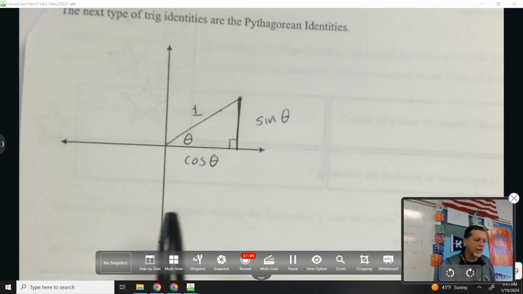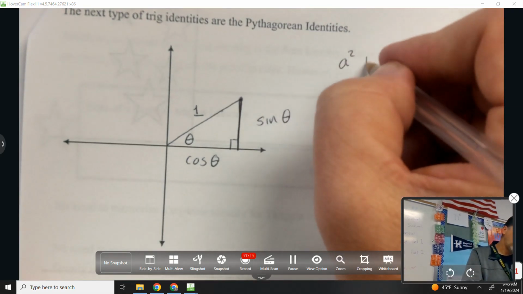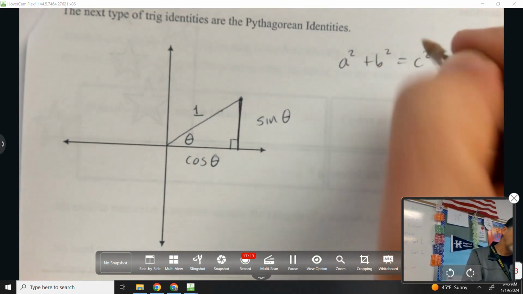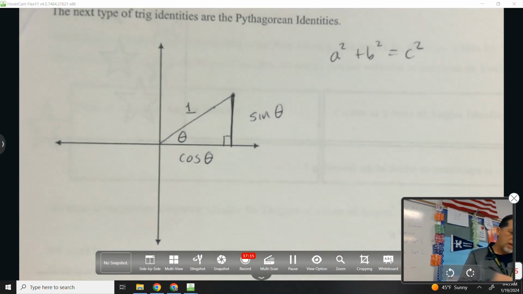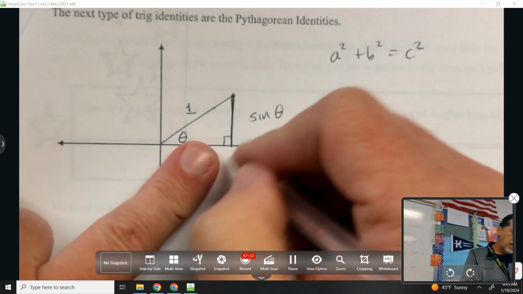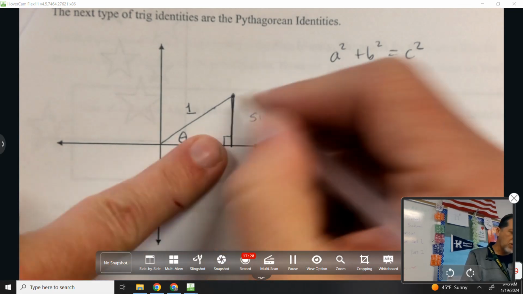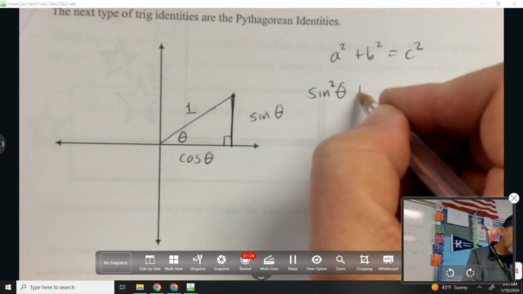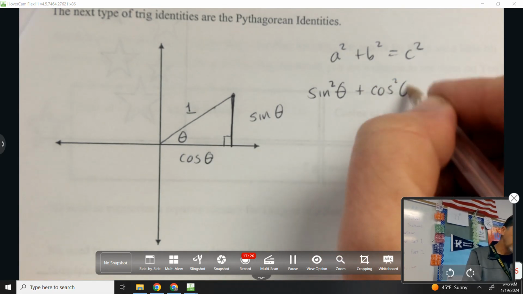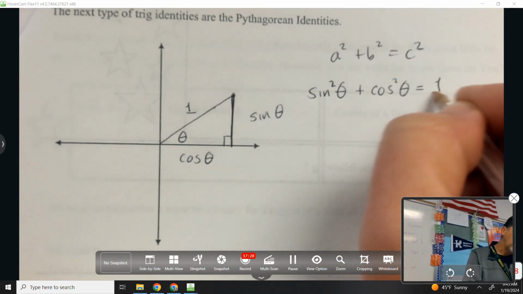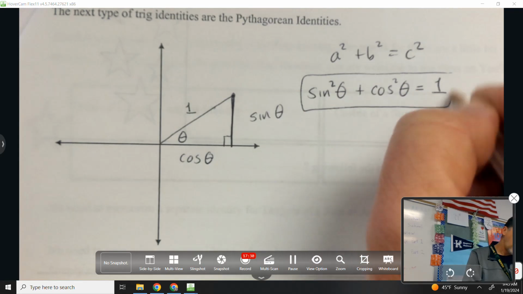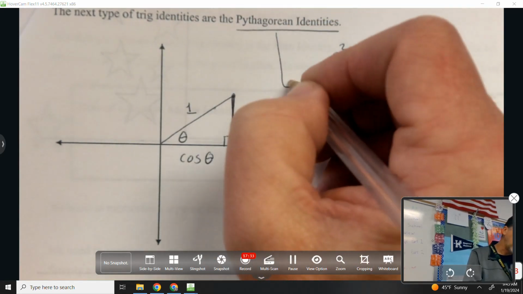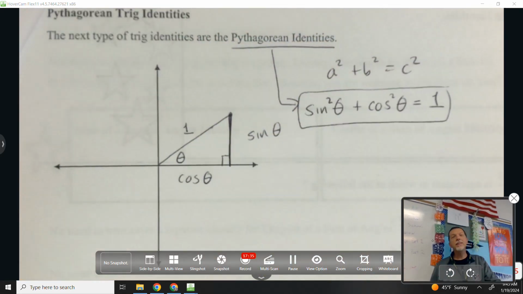Well, now I can do a squared plus b squared equals c squared. So that means everyone always starts with sine, so I'm going to put that one first. Obviously it doesn't matter because you're adding, but sine squared plus cosine squared of the angle equals 1. That is a Pythagorean identity. An identity because it's always true, Pythagorean because it came from the Pythagorean theorem.